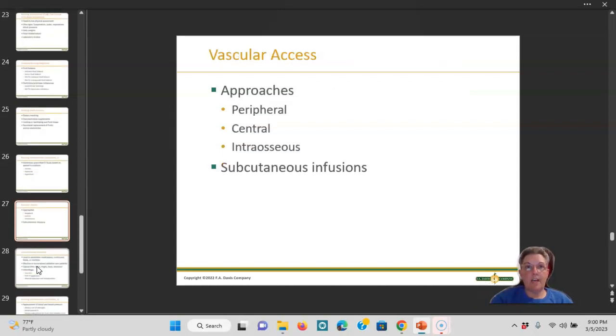So the approach to vascular access could be peripheral, central, or interosseous. Peripheral is your arm, your leg, whatever, right? It's peripheral. It's in a vein in the lower arm, lower leg, whatever. Central means central, right into the jugular, right into the arm, threaded up to the heart. Interosseous means just what it says it is, in the bone.